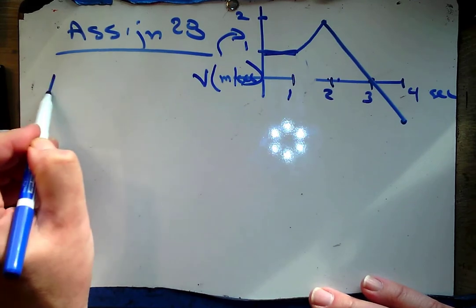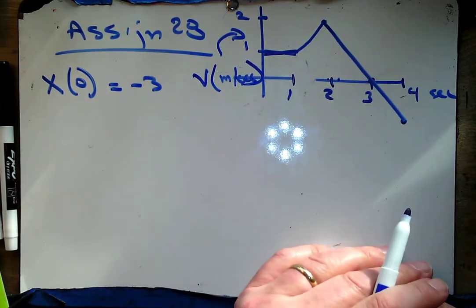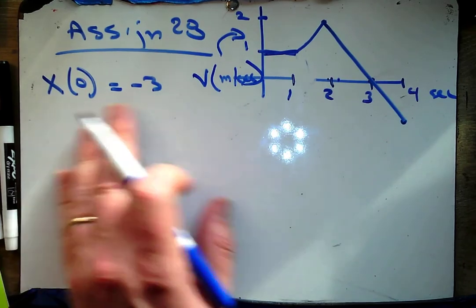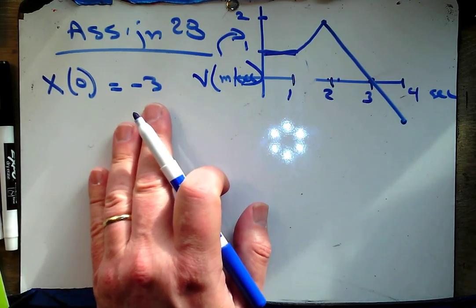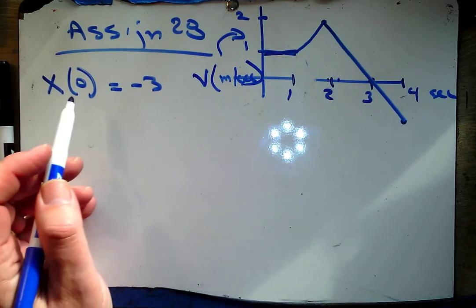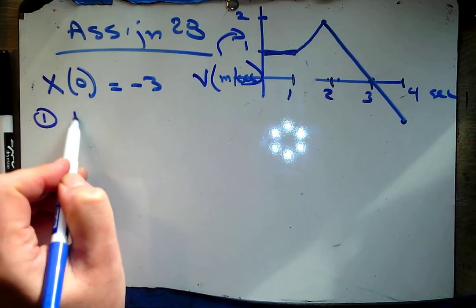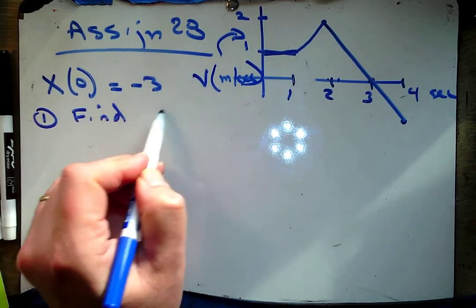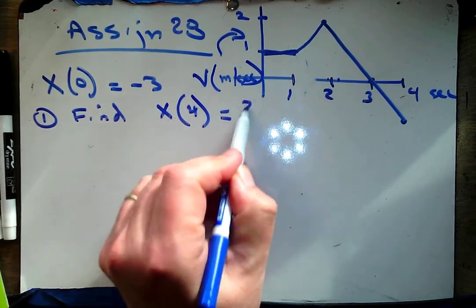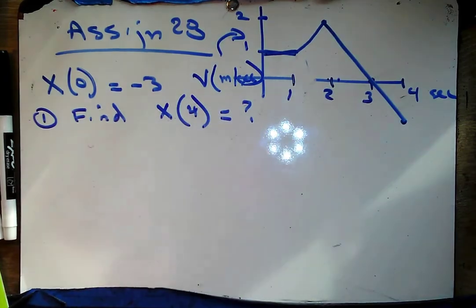So we know that x of 0 equals -3. So our particle's position at time equal to 0 is -3. All right, well, let's ask some questions about this. How about this? 1. Find x of 4. Okay, find x of 4. Come on, you've done enough of this. You can do this.